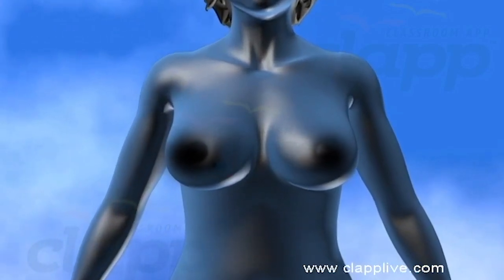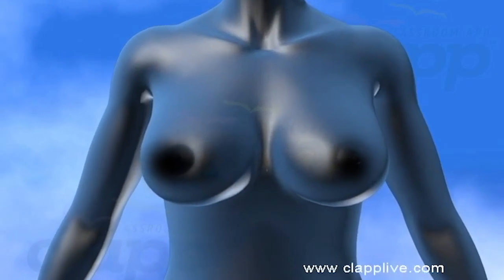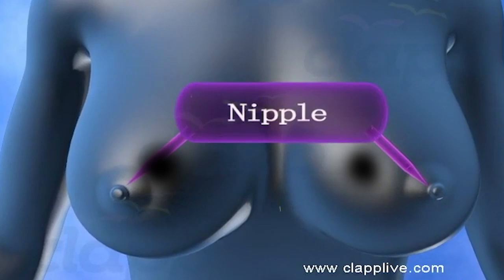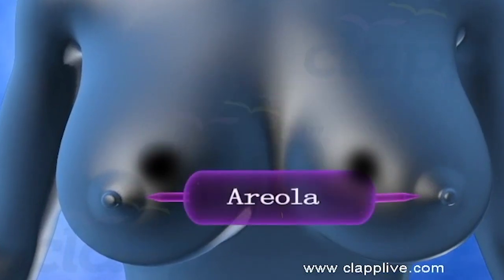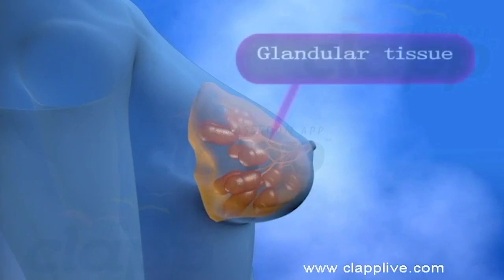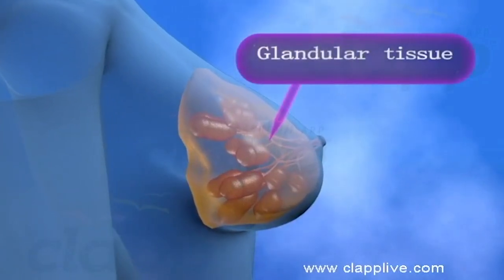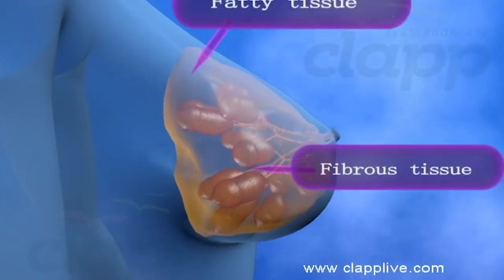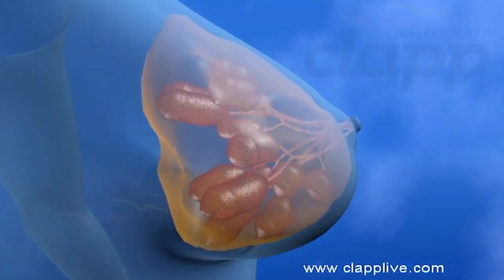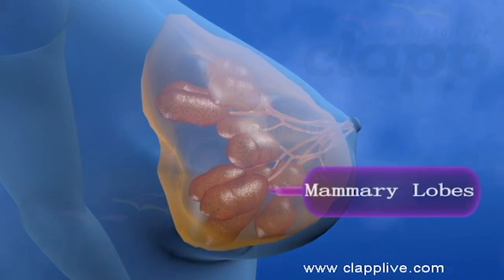The external surface of each breast has a projection called the nipple. Each nipple is surrounded by a circular pigmented area called the areola. Internally, the breasts consist of glandular tissue forming mammary glands, fibrous tissue, and fatty or adipose tissue. In each breast, the mammary glands are divided into about 15 to 20 compartments called mammary lobes.